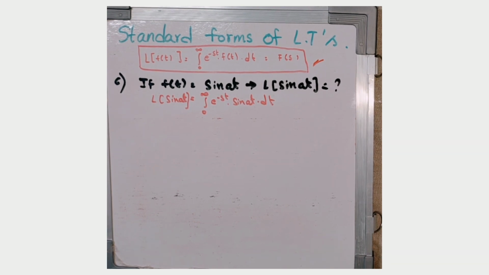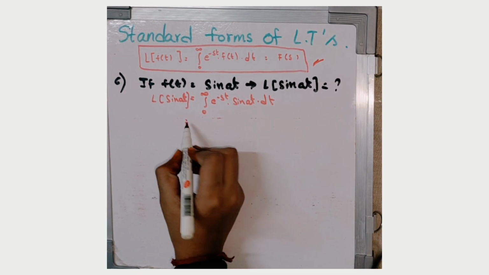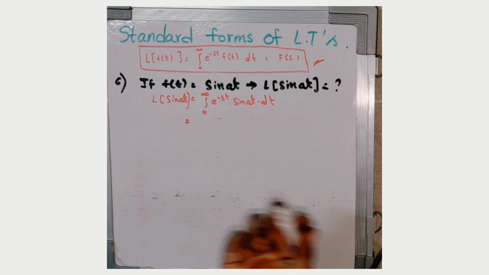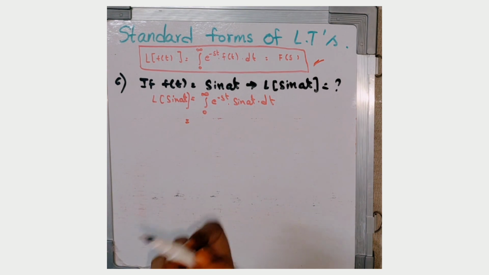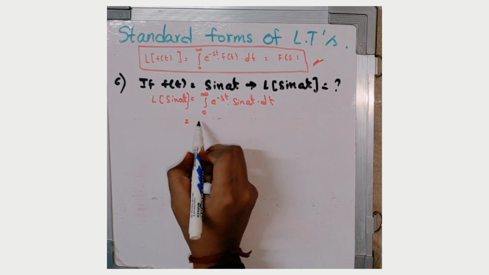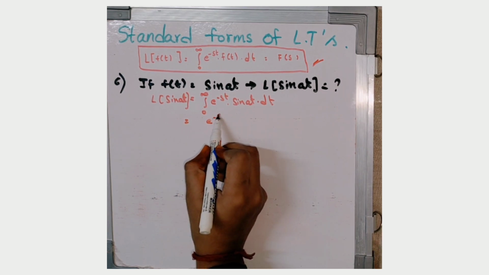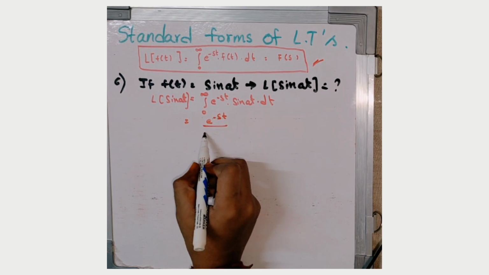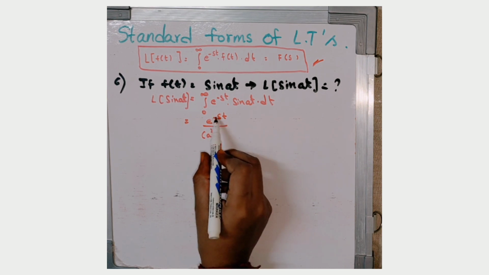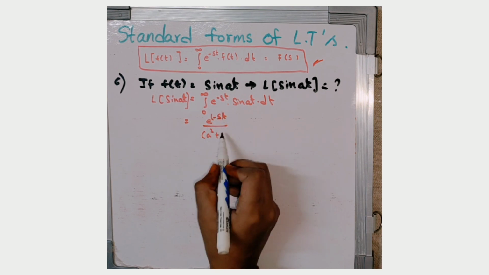Without extending this or making it more complex, I'm just telling you the direct formula. The formula for this will be e power minus st by a square plus s square, where s here is minus s.